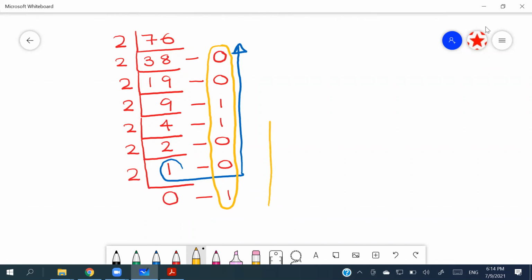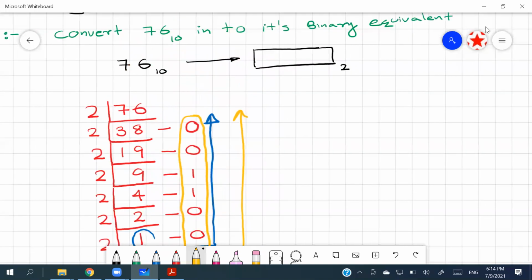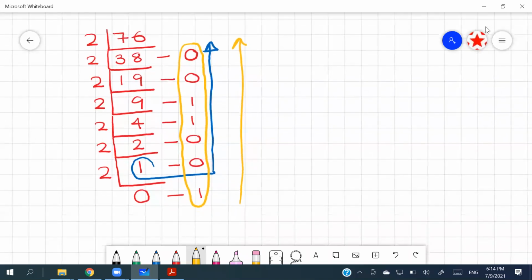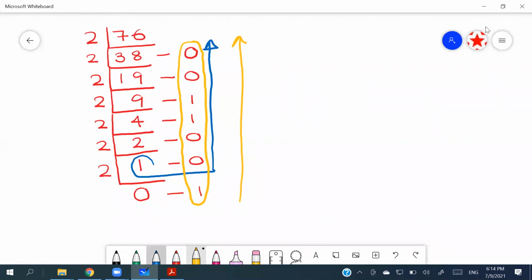That is again from bottom to top, which gives you the same answer, right? So the relevant answer is going to be 1, 0, 0, 1, 1, 0, 0, right? So I'm going to write the answer right over here. So the answer is going to be 1, 0, 0, 1, 1, 0, 0.